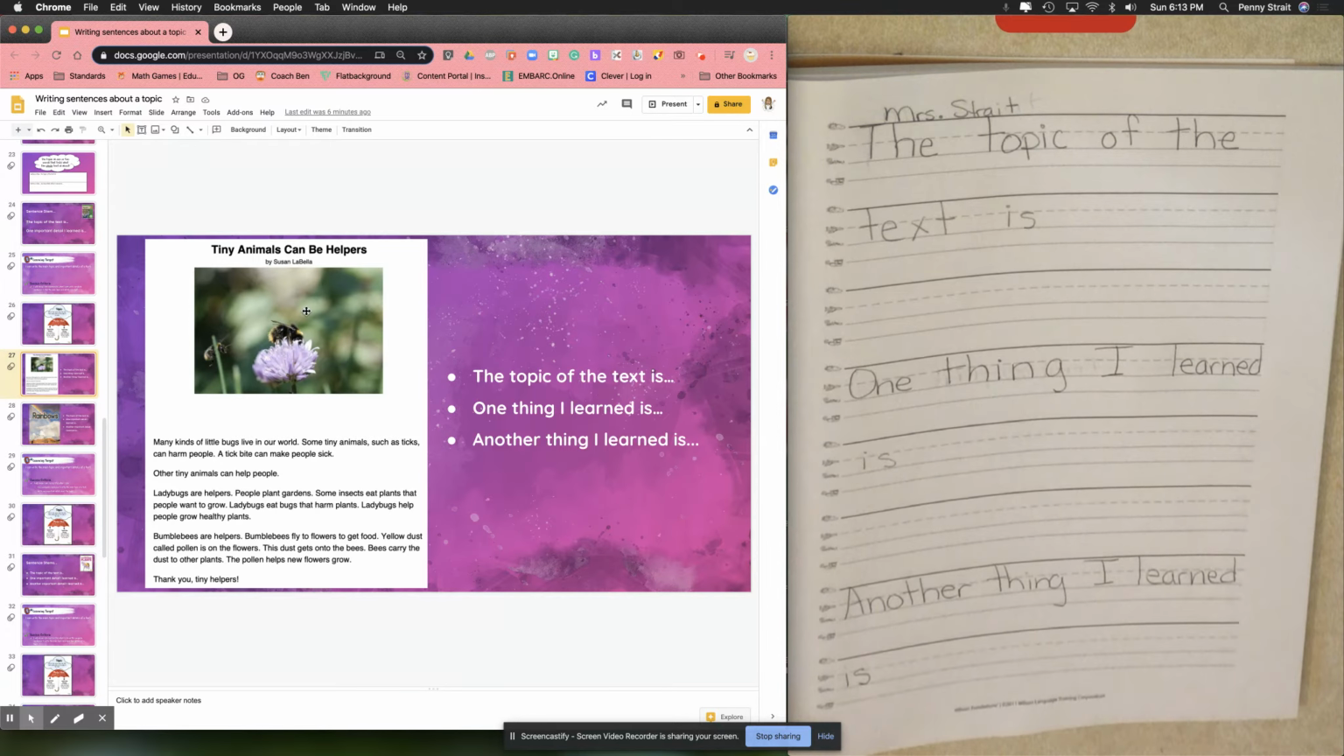What's the whole text about? Pause the video and think for a second. Okay, how'd you do? What's the topic? Well, remember, we need to look at the title. Tiny animals can be helpers, and then think, what does that have to do with the whole text? I know that this article talked about ladybugs and bumblebees and all these tiny animals that are helpers. So I think the topic is tiny animals help.